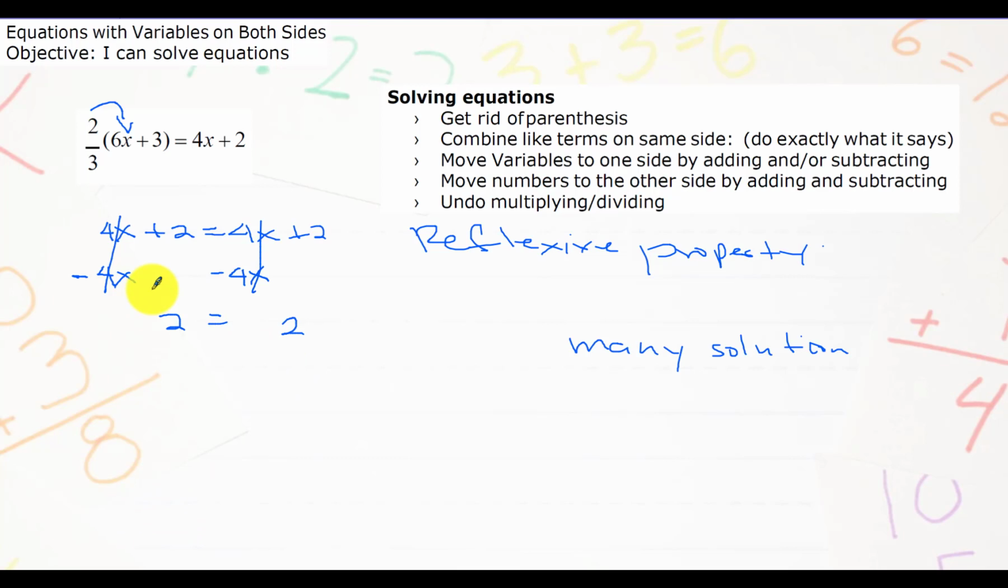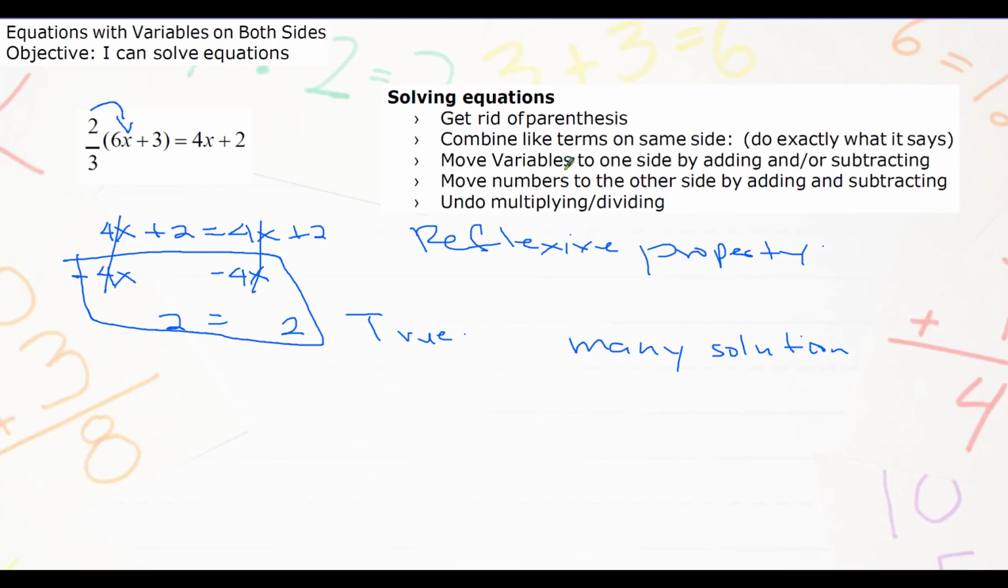Note that we don't have any more variable. Note that this is a true statement. And if we have a true statement, it means that we have many solutions. So we don't really need to show these steps. As long as we have reflexive property, that is the left side is equal to the right side, we can say that we have many solutions. So many solutions, you can have more than one answer.